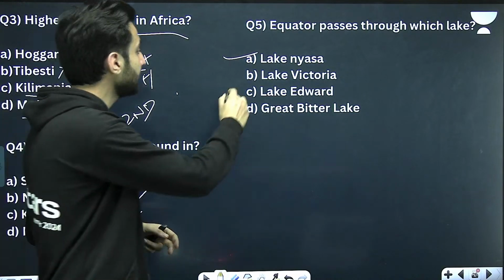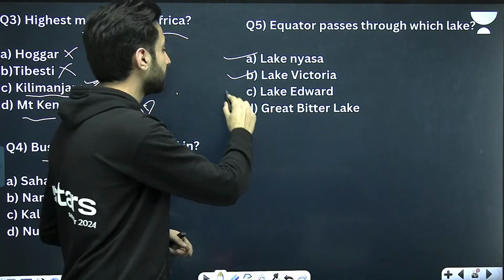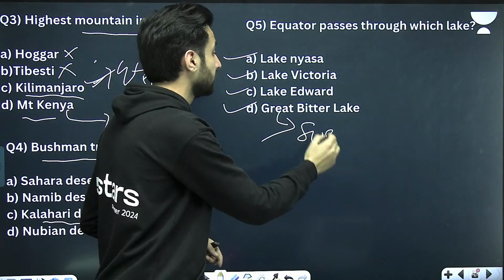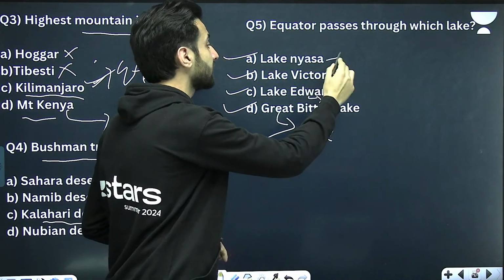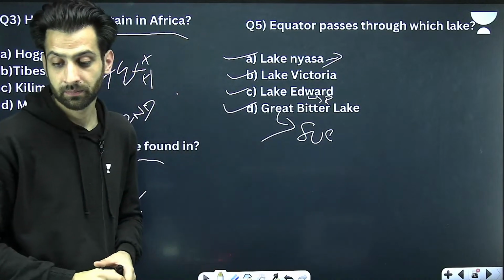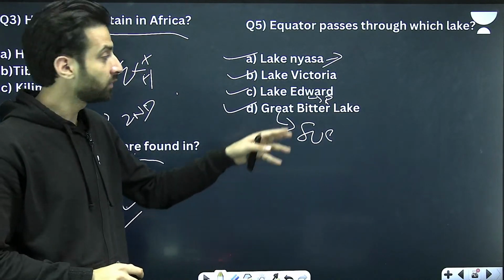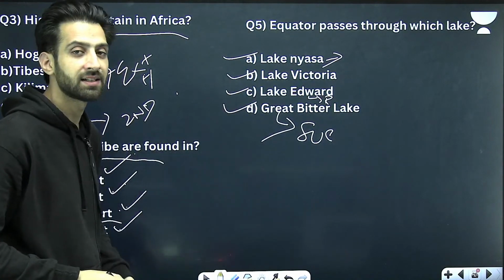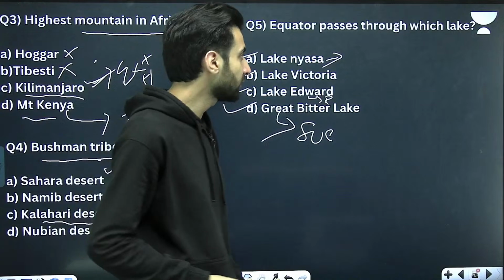Lake Victoria, right, Zainab, that is correct. Lake Edward and Great Bitter Lake. This is located in the Suez. This is a Rift Valley Lake. And Lake Nyasa, what is the other name of Rift Valley Lake? What is the other name of Lake Nyasa? Please tell me in the comments. So Lake Victoria is the correct answer. So that is about the questions that I already brought for you.